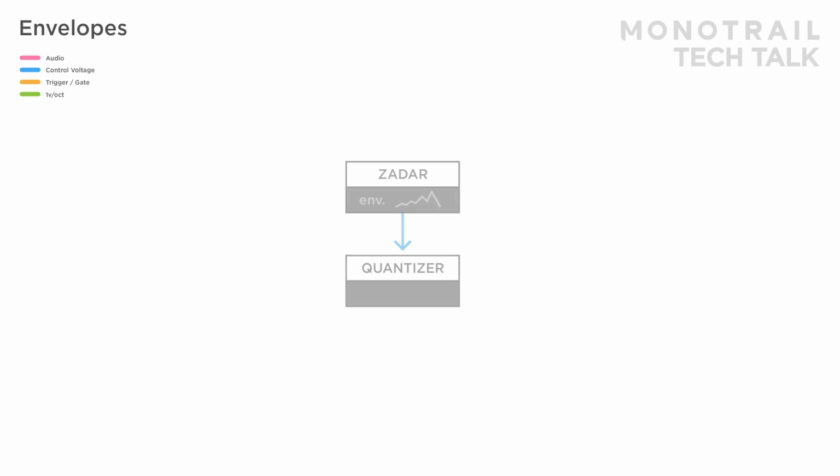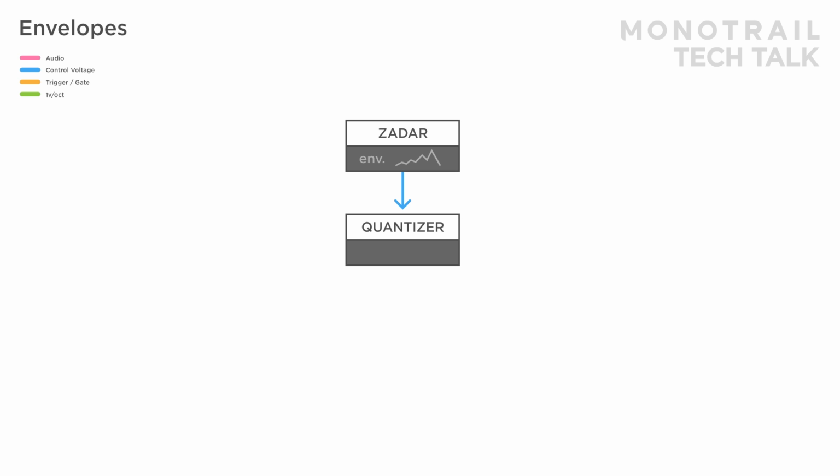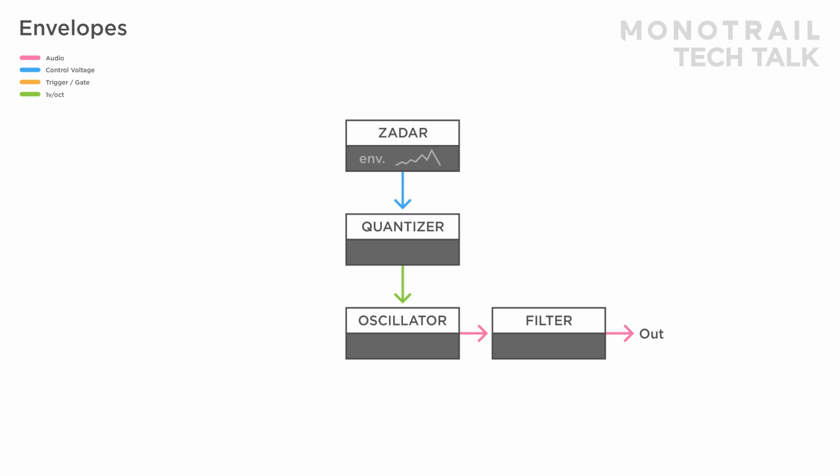Complex envelopes can be used in lots of creative ways. For example, to create melodies. Here, a single envelope is sent to a quantizer to sequence a simple oscillator filter voice.